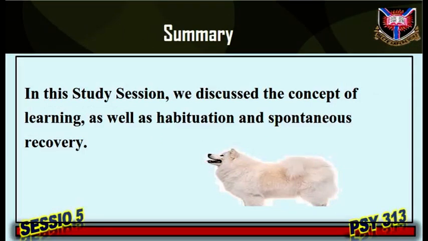Summary. In this study session, we discussed the concept of learning. We went further to examine the importance and effectiveness of habituation, a form of learning in which an animal, after exposure to a stimulus, stops responding to subsequent exposures to the stimulus. We close the session with an exploration of spontaneous recovery.